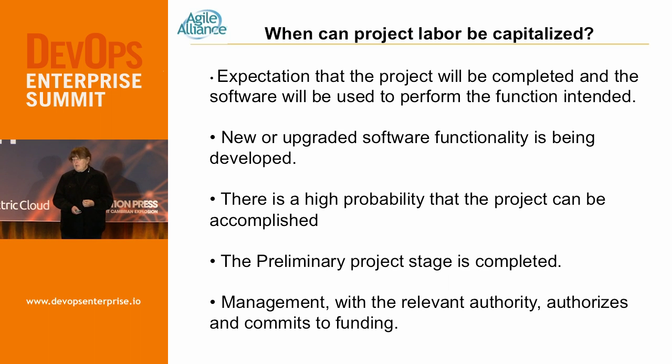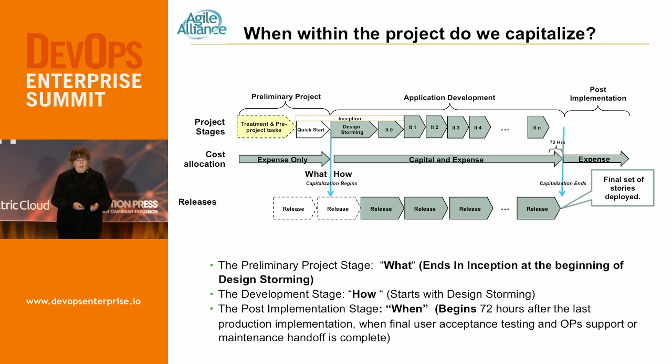Again, very easy to pass this hurdle in our current world of Agile development. There's a high probability that the project is going to be complete or that the asset is creatable and that the preliminary project stage is complete. And again, if we look back on that clear, bright line there, that preliminary project stage is after we've determined what it is we need to develop and have clarity around the high-level epic stories of the features that we need to develop for that asset.